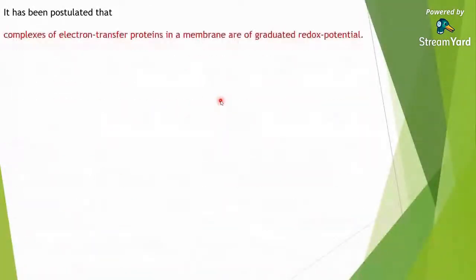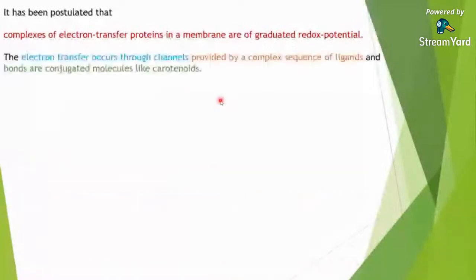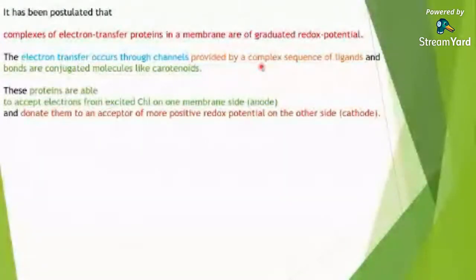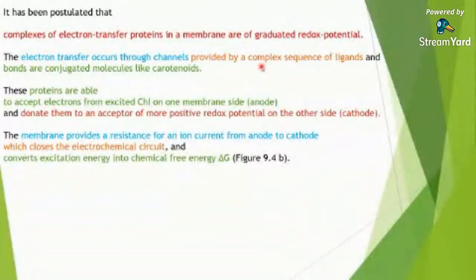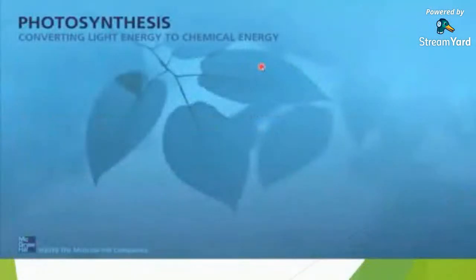So it has been postulated that complexes of electron transfer proteins in a membrane are of graduated redox potentials. The electron transfer occurs through channels provided by a complex sequence of ligands and bonds in conjugated molecules like carotenoids. So these proteins are able to accept the electron from excited chlorophyll on one membrane side and donate it to an acceptor of more positive redox potential on the other side. The membrane provides a resistance for an ion current from anode to cathode, which closes the electrochemical circuit and converts excitation energy into the chemical free energy delta G.